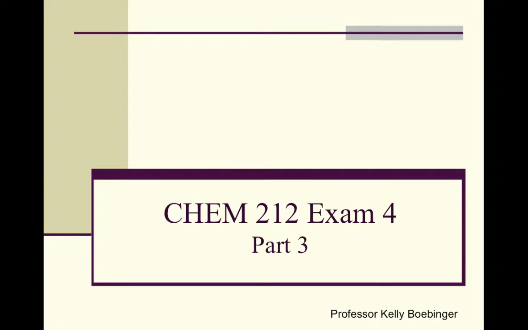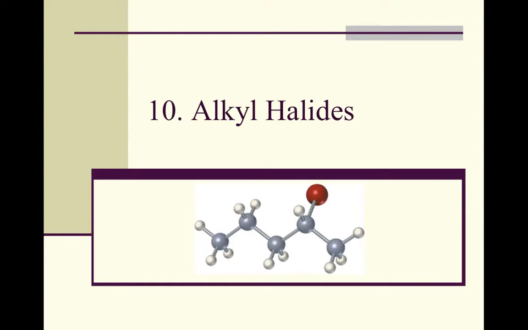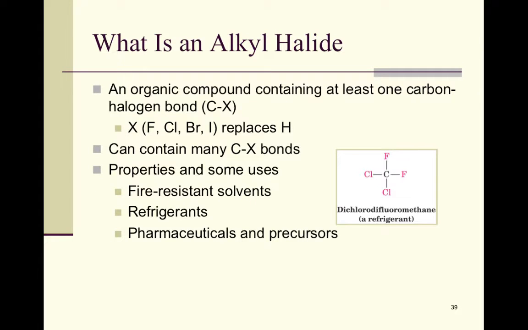Organic Chemistry 212, Exam 4 Material, Part 3. Alkyl halides. We've included halogens in our compounds already, so now we're going to get a little more specific on alkyl halides. So some of this might be refresher or review, and some stuff might be new. What is an alkyl halide? It's an organic compound containing at least one carbon-halogen bond.